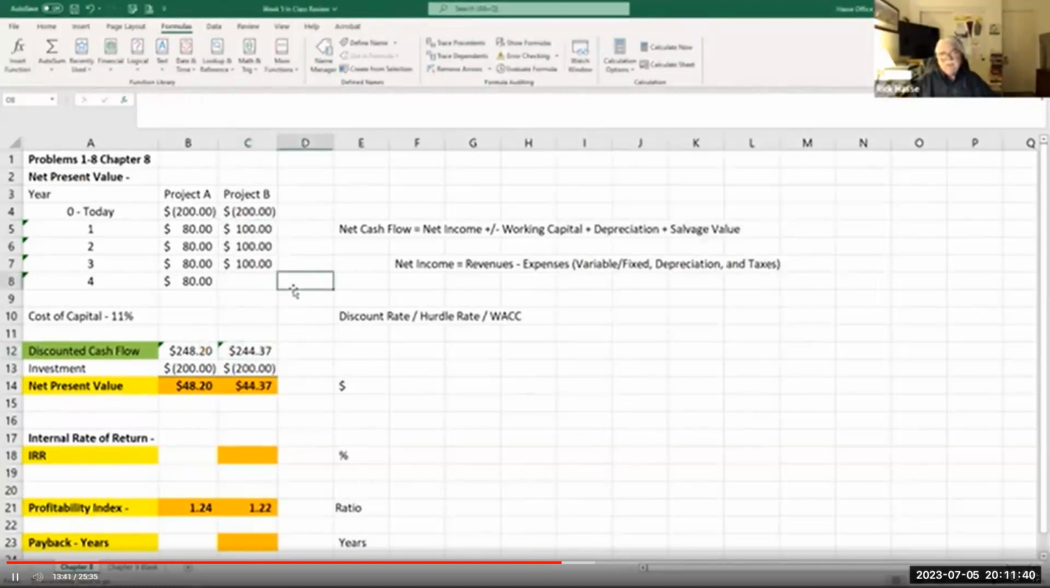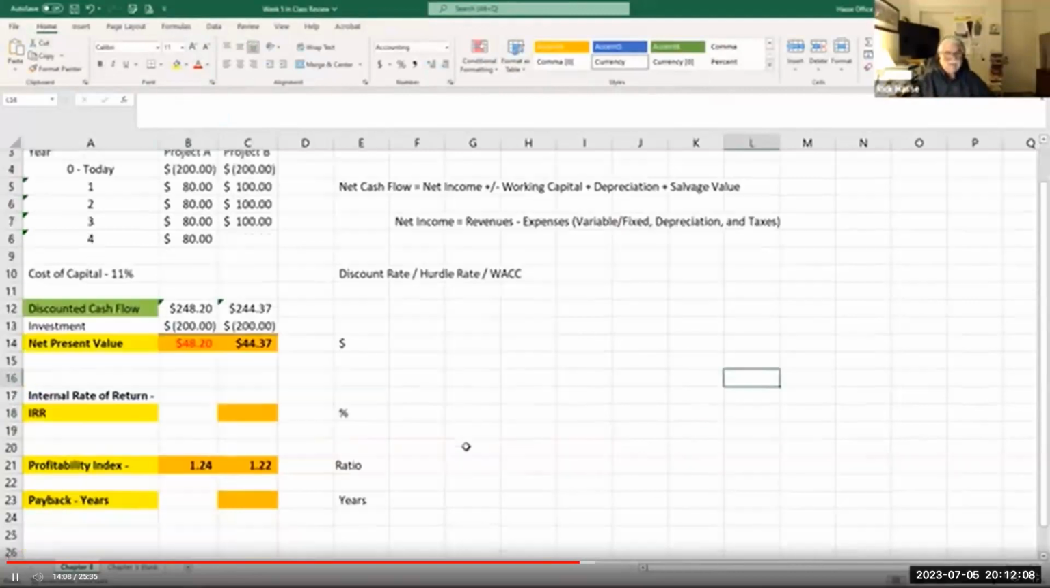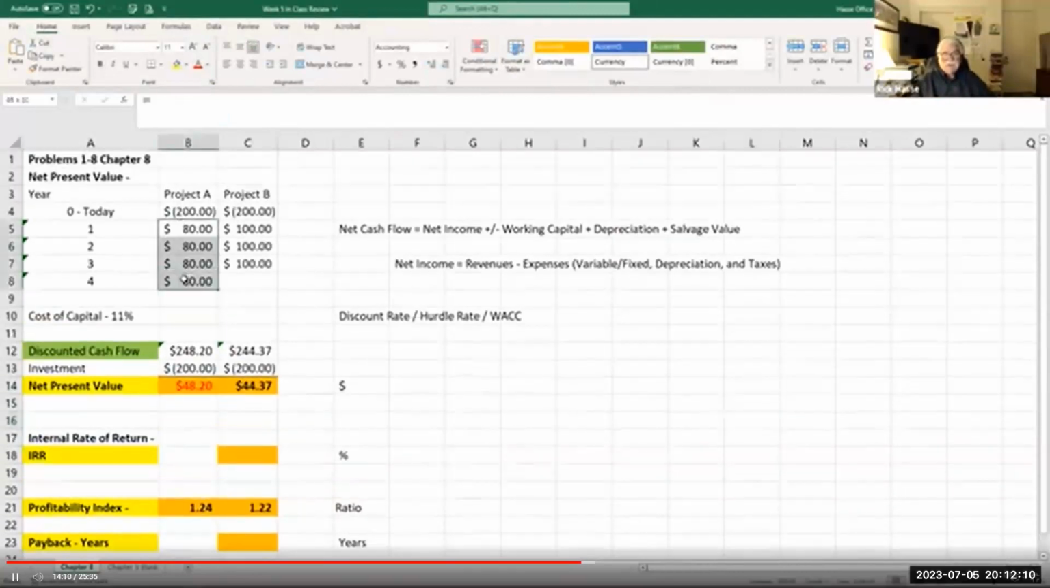$244.37. So that's the discounted value of this $300 discounted to today at 11%. So we're making a net present value of $44.37. So in terms of real dollars in today's value, project A is our winner. It has a little bit higher net present value. So that's the one we would pick. Now let's take a look at what this return would be in a percent. That's the internal rate of return.